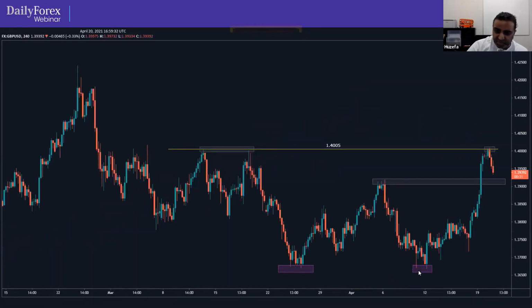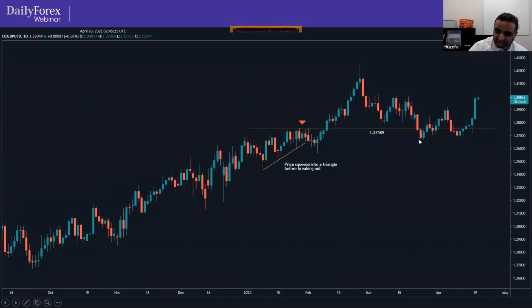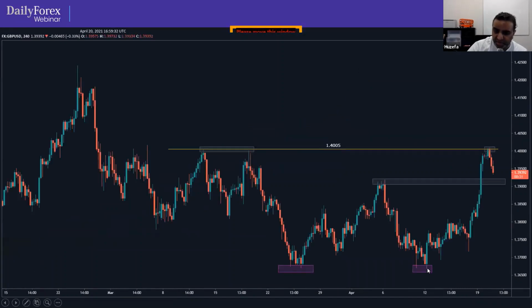So this is the double bottom I mentioned in the previous chart. When you go back, this is the daily, here you can see the double bottom. Now mark that in purple on the 4-hour chart. So it's hit a resistance point recently. So I'm bullish pound dollar, but I think it's going to retrace a little bit.